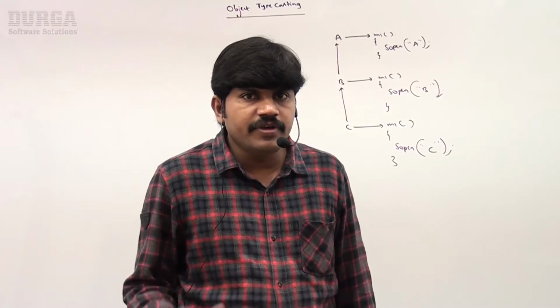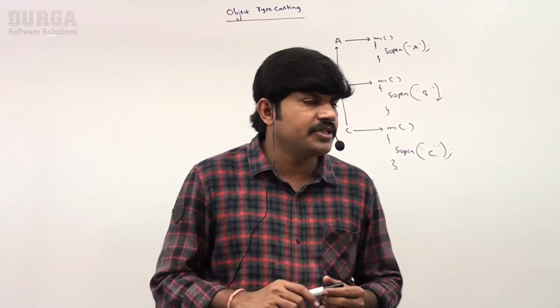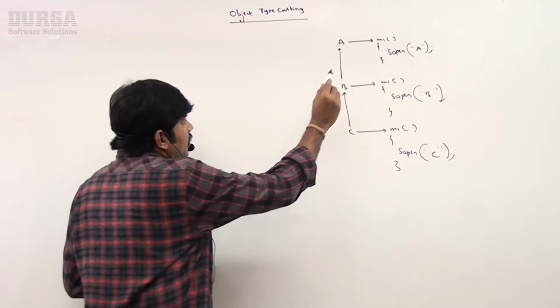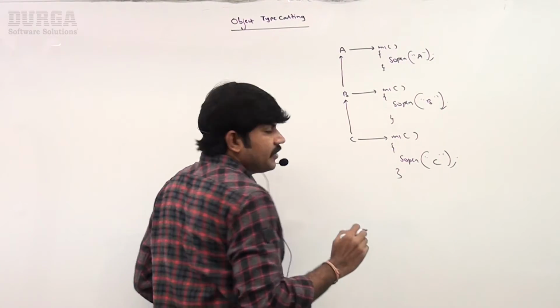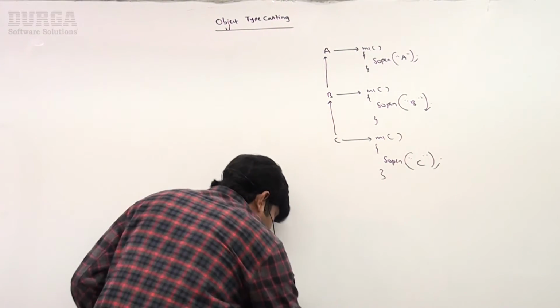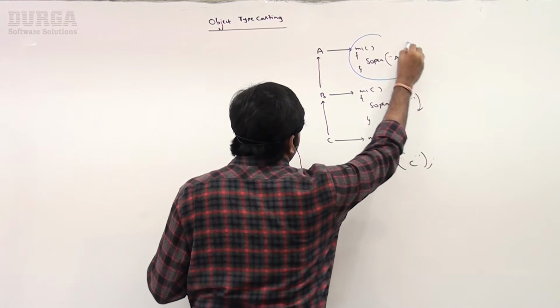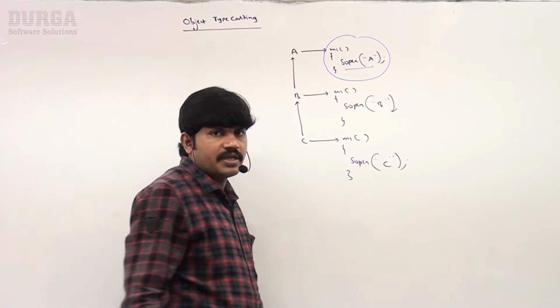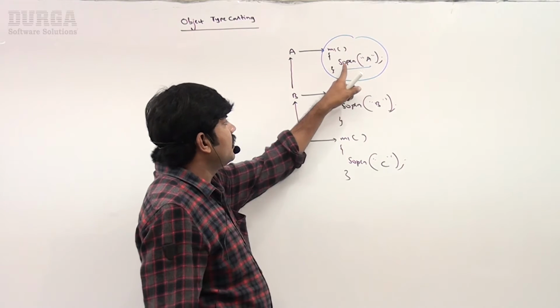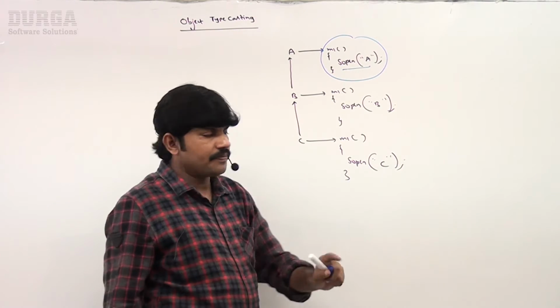Sir, just be aware of the next practice question here. A class contains an M1 method which prints a SOP statement: System.out.println of A.